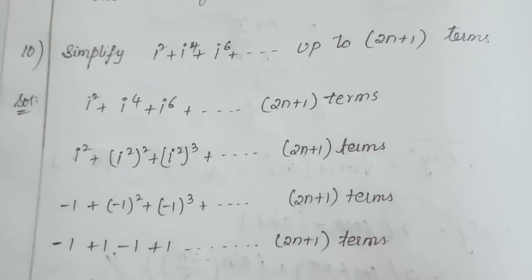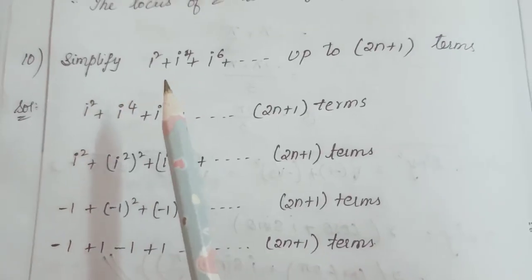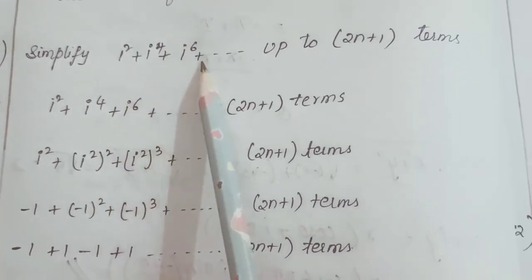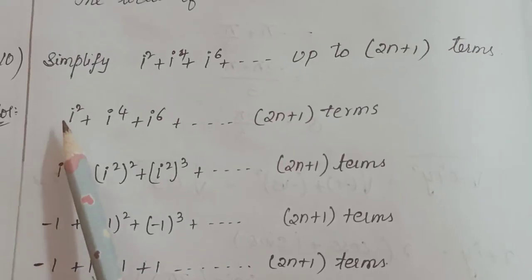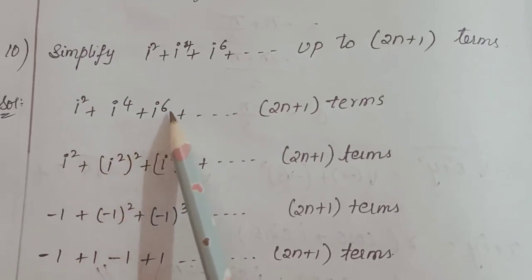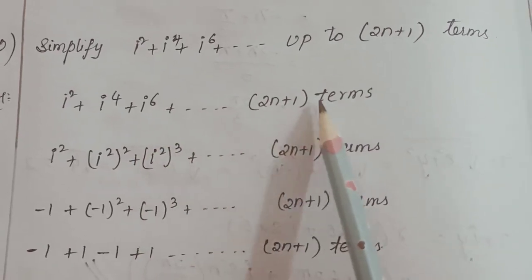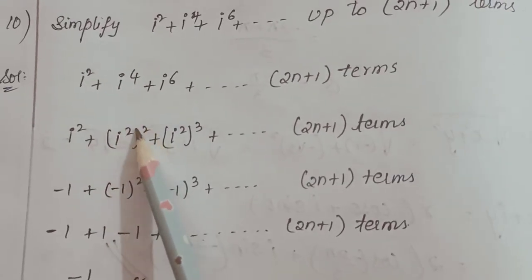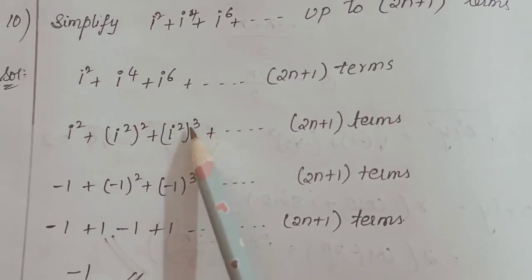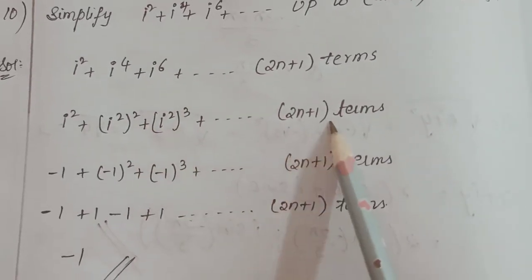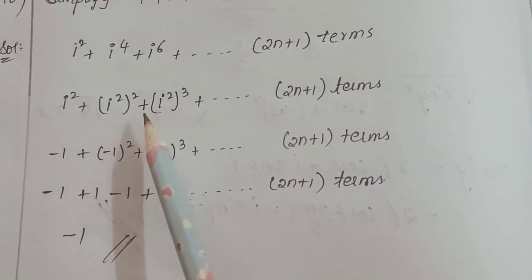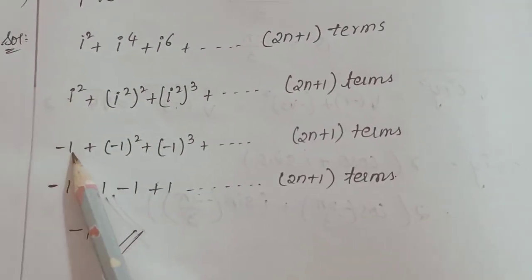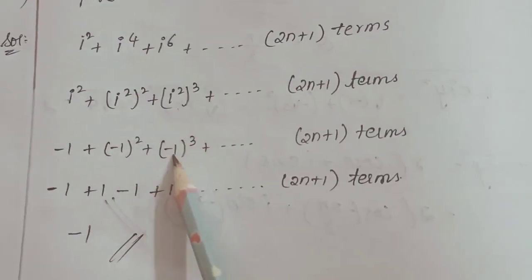Next, question number 10. Simplify i square, i power 4, i power 6 up to the given terms. Given i square plus i power 4 plus i power 6 and so on up to 2n plus 1 terms. We can write i power 4 as i square whole square, 2 twos are 4, and i square whole cube, 3 twos are 6, plus so on up to 2n plus 1 terms. We write in i square terms because we know the value of i square, which is minus 1. So minus 1 square, minus 1 whole cube.